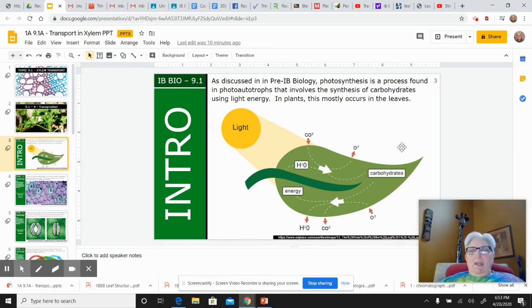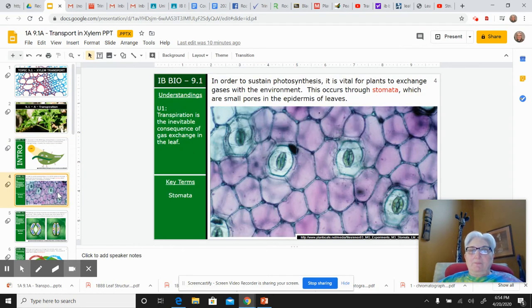And then we'll take a look at a couple of short videos. The first one will explain the structure of a leaf, and then the second one will look at how we use a potometer, which if we were together in a lab, we would be able to build our own potometers and go from there.